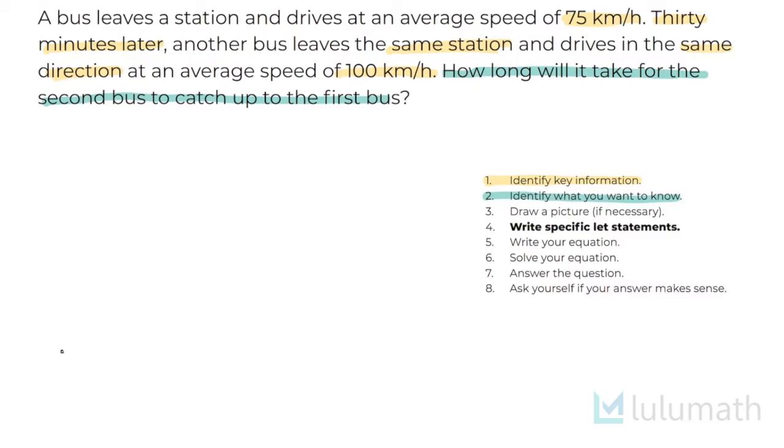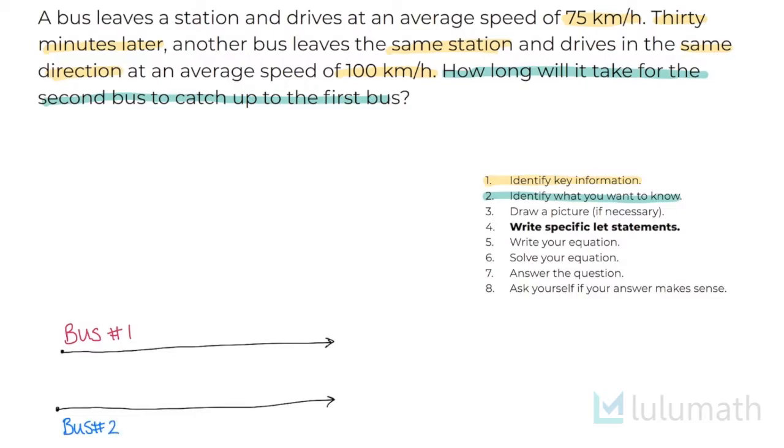So we know that bus number 1 starts driving at a rate of 75 kilometers per hour. And we know that bus number 2 starts driving a half an hour later after bus number 1 starts driving. So bus number 1 has reached a point right here when bus number 2 starts to drive. But because bus number 2 is driving faster, it's going to eventually catch up with bus number 1. So this right here is where bus number 2 will end up catching up to bus number 1. So they will have covered the same amount of distance.